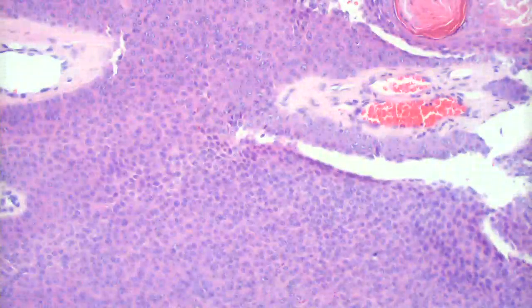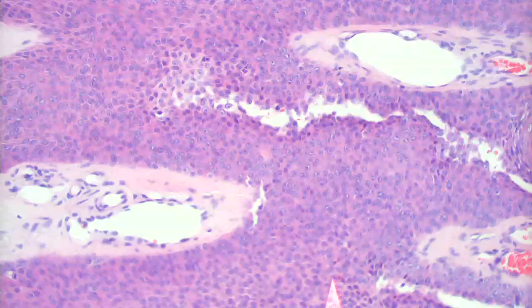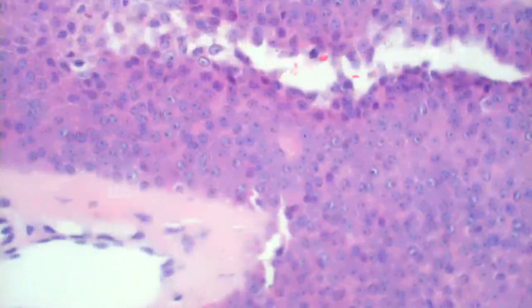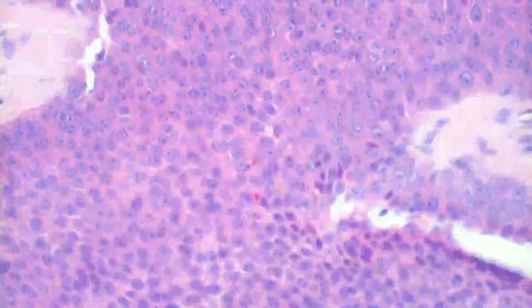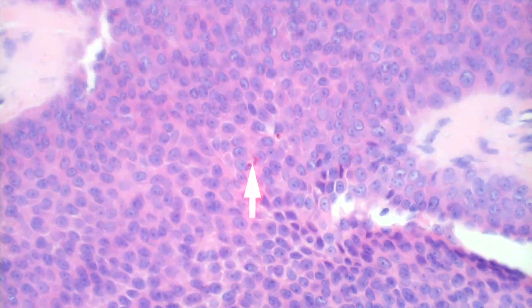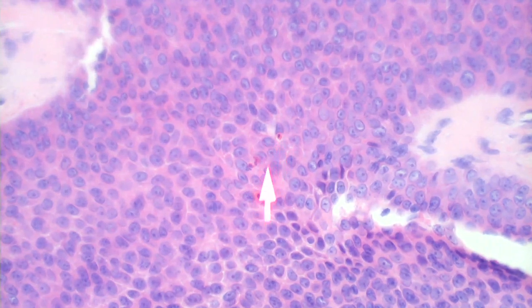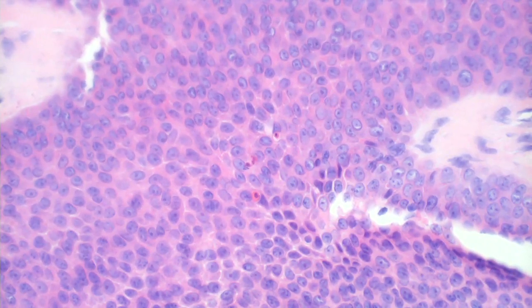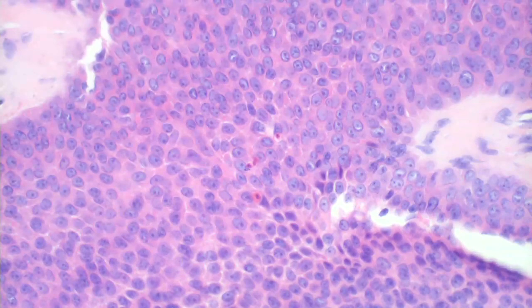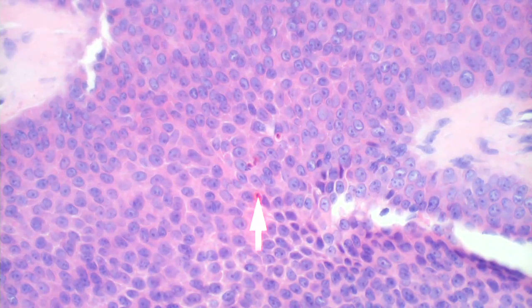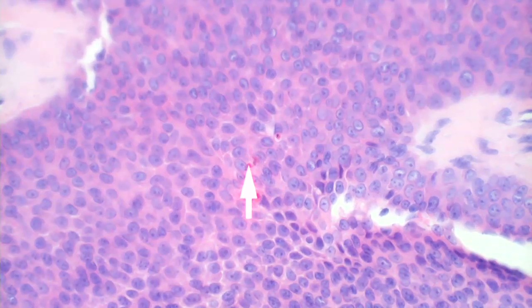Now, what's going on right here in those cells? Yeah, they have kind of an eosinophilic cytoplasm, a pyknotic nucleus, and then maybe a karyorrhectic nucleus over here. So it's just breaking apart.